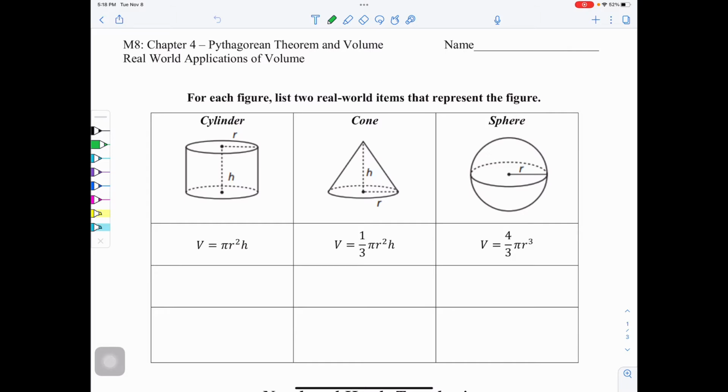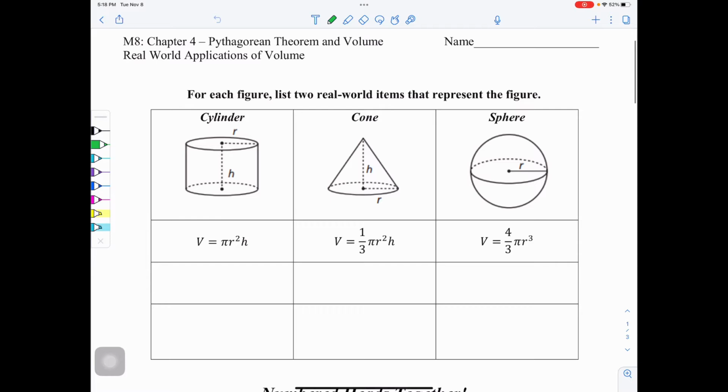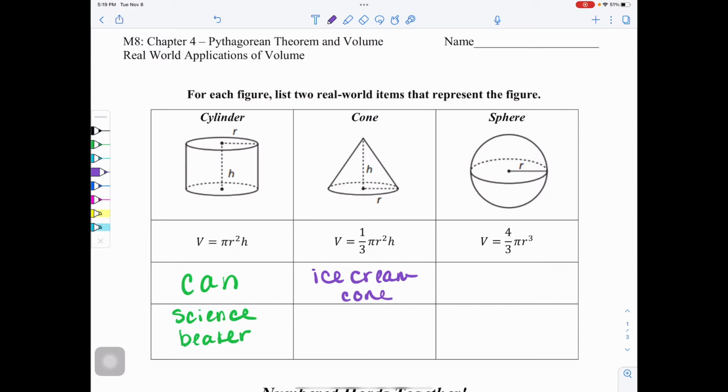So for a cylinder, a couple things in real life that make me think of a cylinder are any type of can, like a soup can. And I could also see something like a science beaker, where you pour liquids into it and use it in an experiment. For a cone, I had an ice cream cone. I also thought of a traffic cone, the orange traffic cones you see when driving.